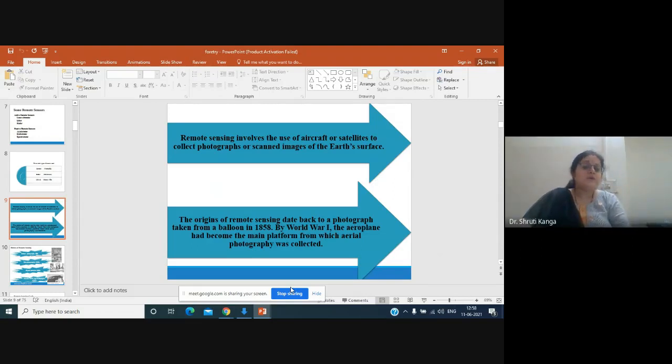Then remote sensing involves the use of aircrafts or satellites to collect photographs or scanned images of the earth's surface. Secondly, the origin of this remote sensing.